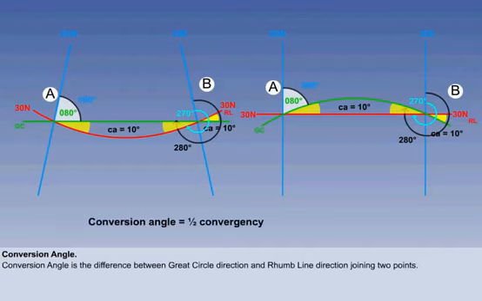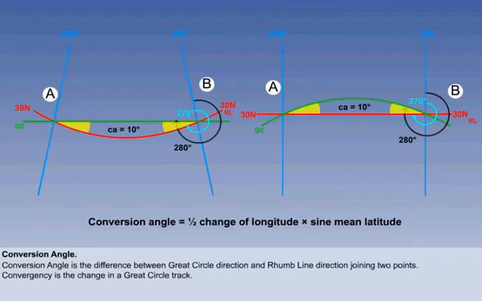This gives us the formula for conversion angle. It is half convergency. Conversion angle is half the change of longitude times the sine of the mean latitude. Don't get these two mixed up. Convergency is the change in a great circle track. It has nothing to do with rumlines. Conversion angle is the difference between the initial or final great circle track and the rumline track.